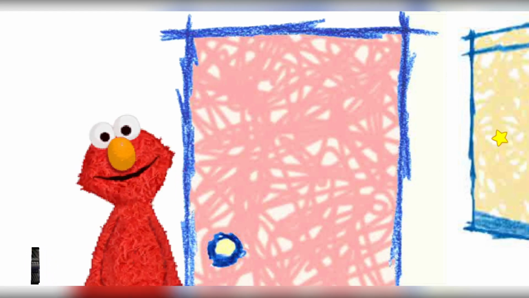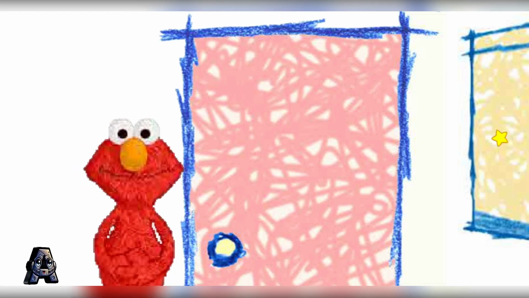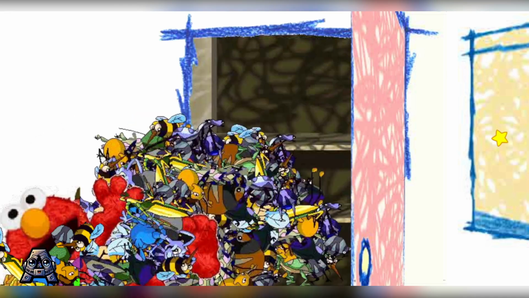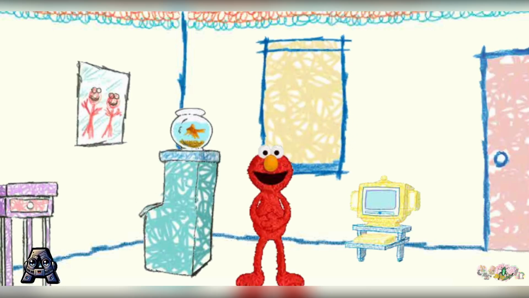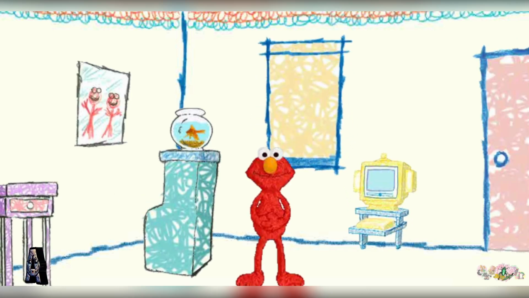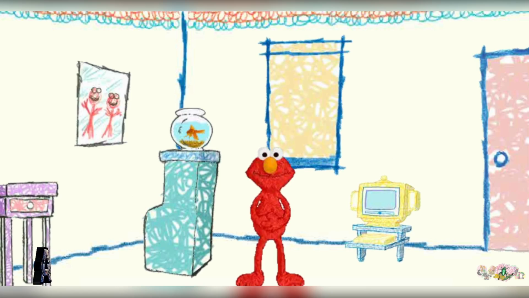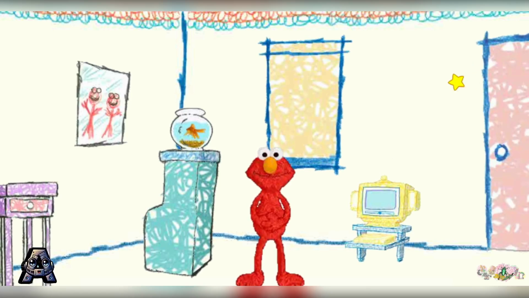Who do you think is at door? Elmo wants to find out. Bugs! Bugs! Bugs! Oh, bugs! You're tickling Elmo! Hey! There are a lot of you! Elmo's closet is very big. Okay, that was fun. Now what do you want to do?